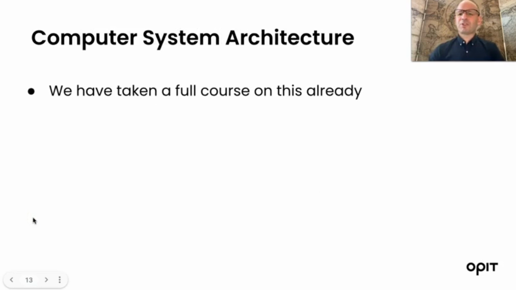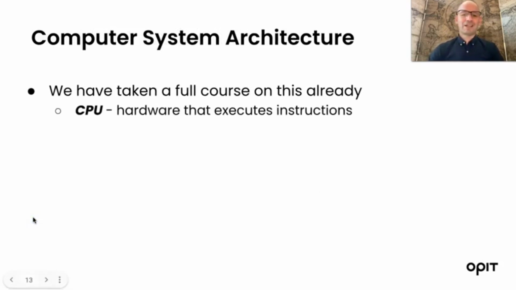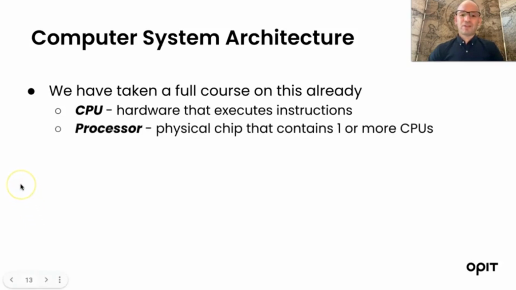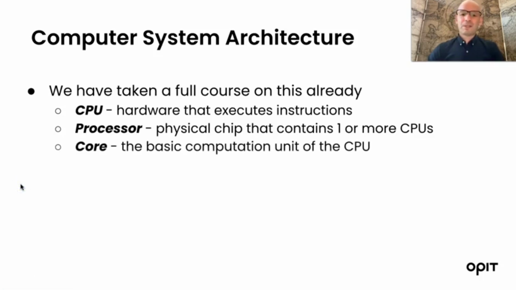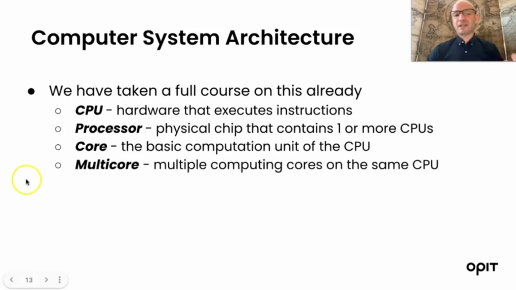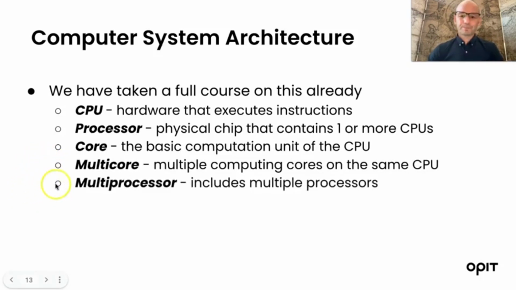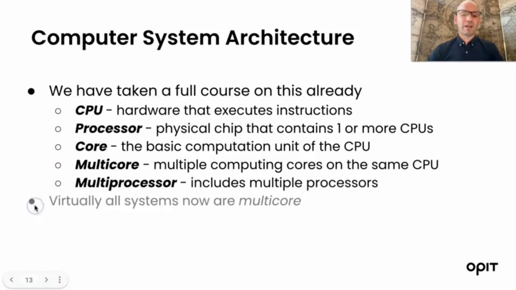We've taken a full course on computer system architecture already, so quickly through general computer architecture ideas. CPU: hardware that executes instructions, right? The core, the heart of a system. The processor is a physical chip that may contain one or more CPUs. These days, more than one CPU is common. The core is the basic computation unit of the CPU. And again, these days we use what are called multi-core, so multiple computing cores on the same CPU. Multiprocessor includes multiple processors. These are all concepts that we should have a grasp of already. And virtually all systems these days are what we call multi-core.